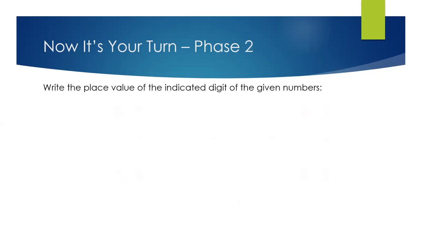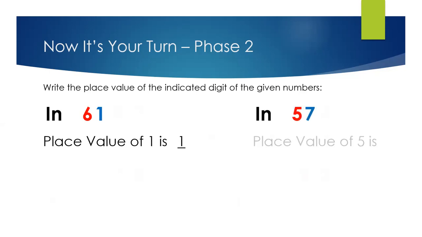So let's move on. Here we will write the place value of the indicated digits of the given numbers. Place value of 1 is 1. And in 57, what is the place value of 5? As we know that 5 is the second digit from the right, so it is representing the tens place value. So the place value of 5 is 50.